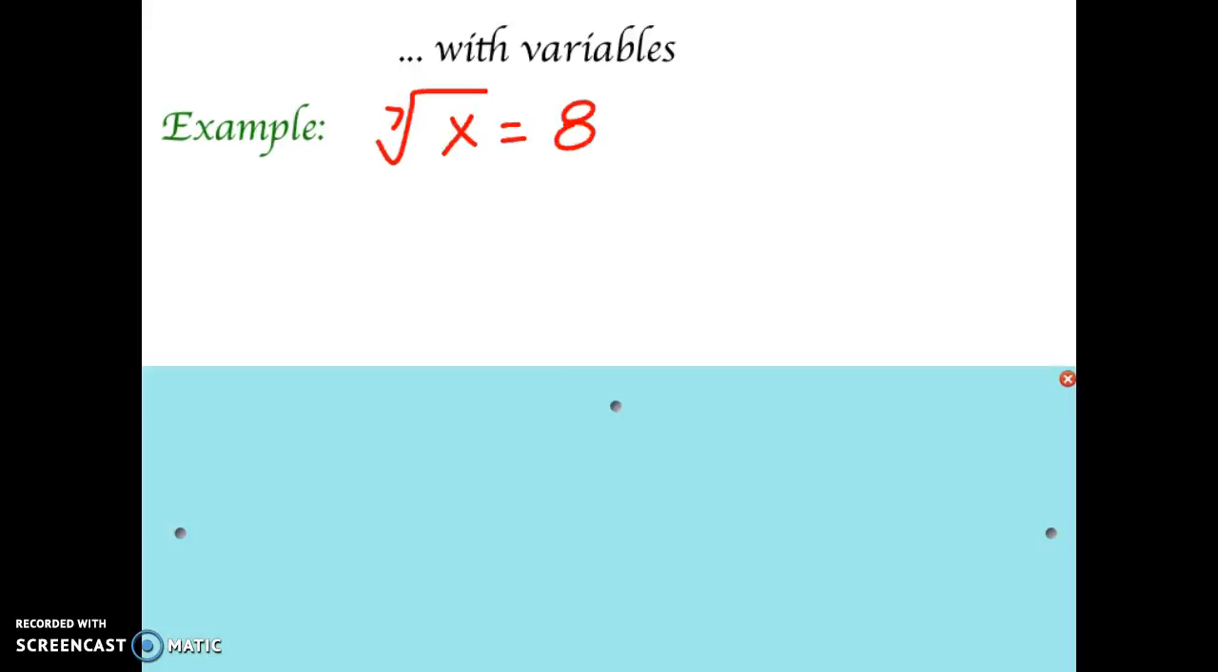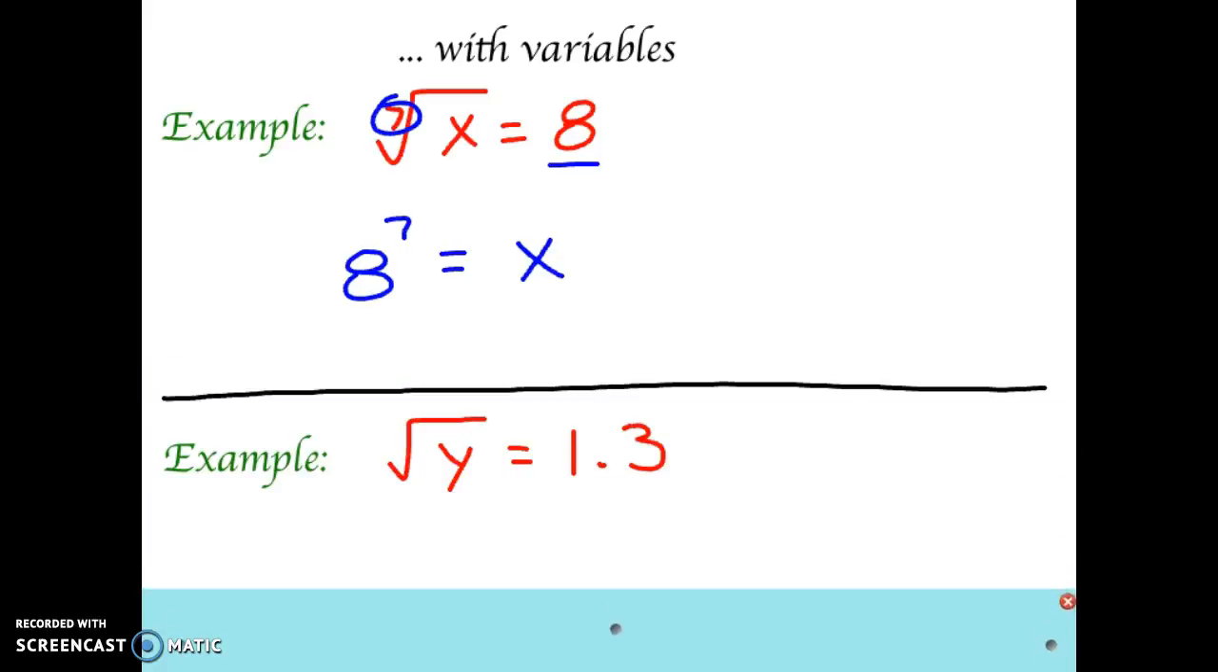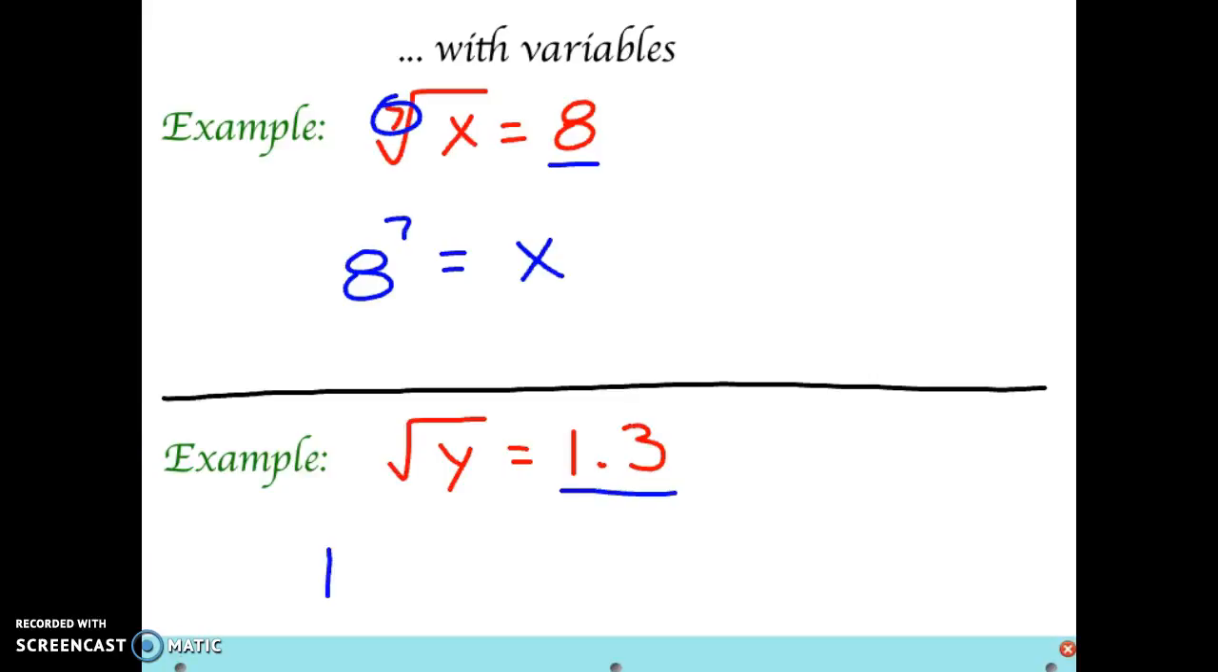If we throw in the variables, you'll see how we'll be able to solve equations then. So the answer becomes the base. The index becomes the exponent. And the x, the radicand, will now become the answer. So we'll be able to solve for x. In this case, the 1.3 is our base. No index written again, so that means it was a 2, so we're going to do a square. And that will equal the y.